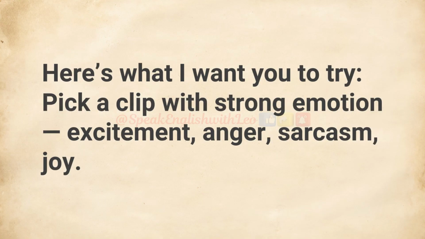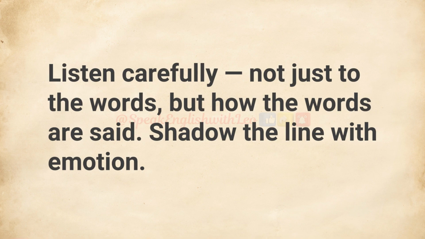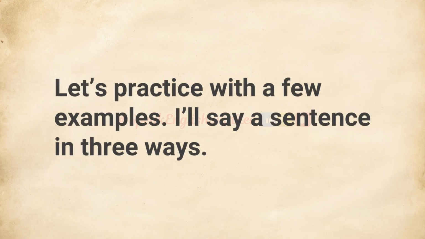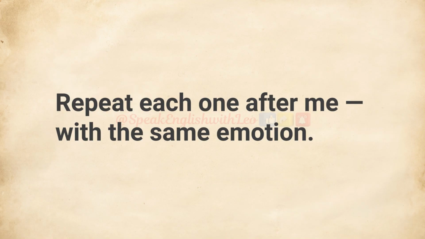Here's what I want you to try. Pick a clip with strong emotion: excitement, anger, sarcasm, joy. Listen carefully, not just to the words, but how the words are said. Shadow the line with emotion. Let's practice with a few examples. I'll say a sentence in 3 ways. Repeat each one after me with the same emotion.